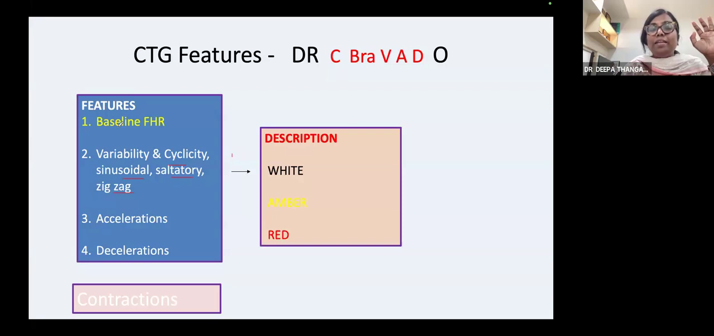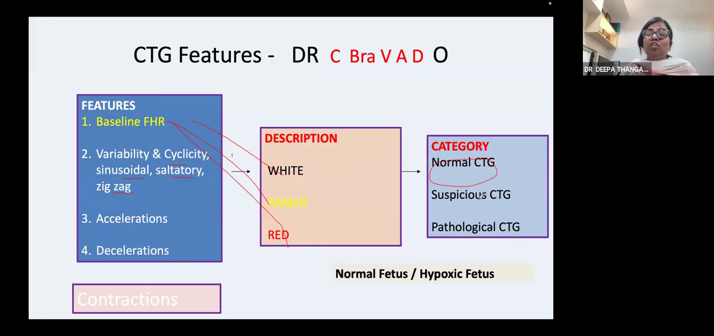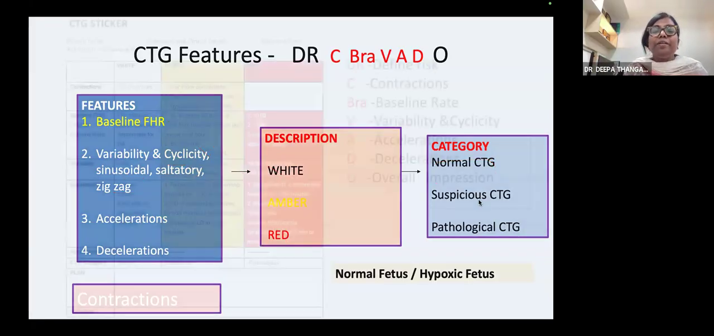Once you categorize baseline, variability, acceleration and deceleration, you have to categorize each into whether it is normal, or amber, or red, which we will discuss a little bit later. Then once all the categories have been done, we have to tell whether it is a normal CTG where the baby needs normal care, or a suspicious CTG, or a pathological CTG. So normal fetus or hypoxic fetus. This is the one thing you will be doing.